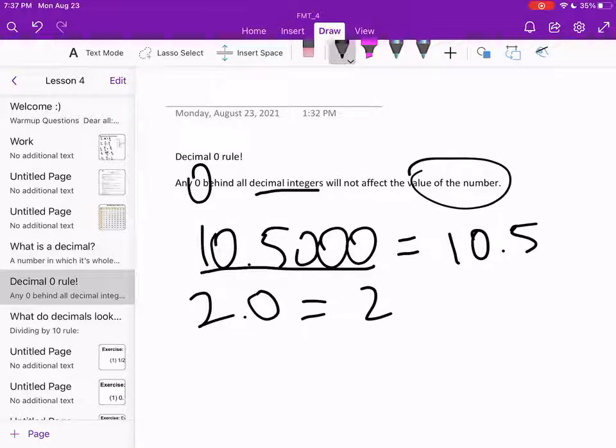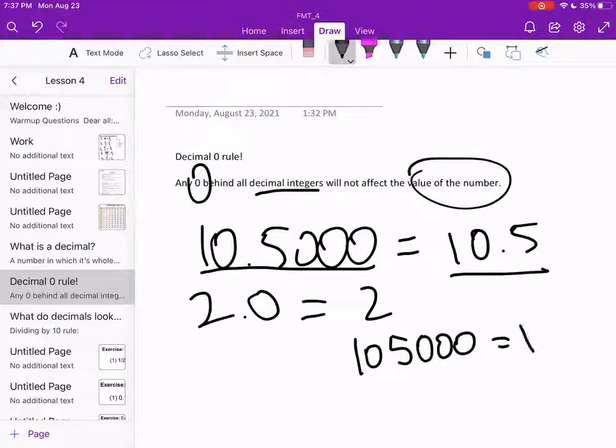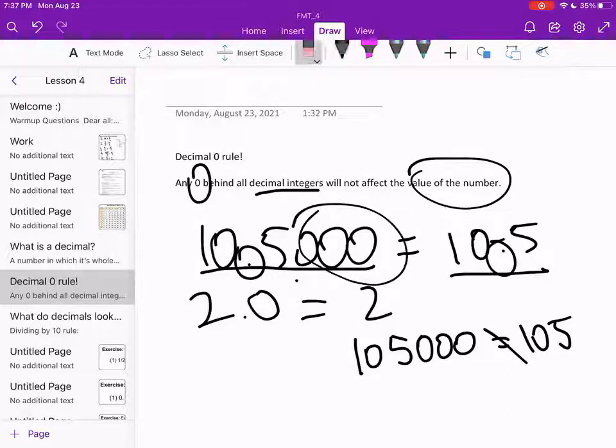10.50000, right? That is also equal to 10.5. That might be a little confusing, right? Because if you looked at a number without a decimal, that'd be 105,105. Obviously, they're not equal, right? But since we have a decimal here, and then these 3 zeros are after all the integers, that doesn't affect the value of the number because these are just placeholders.